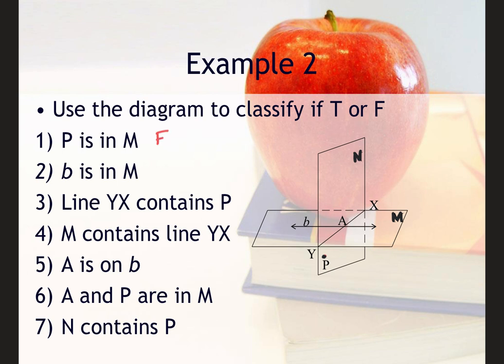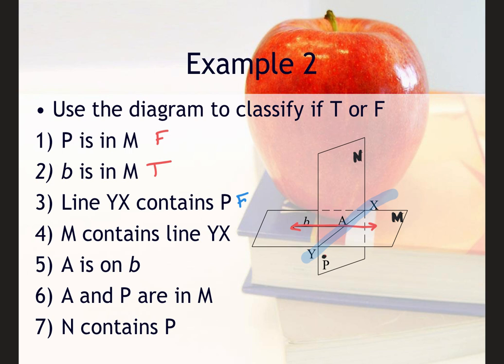2 says B is in M, and B represents the line. That italicized B would be line B, and that is on plane M, so that's true. 3 says line YX contains P. So YX is this line here, and it does not contain P. P is not on that line, so this is false.